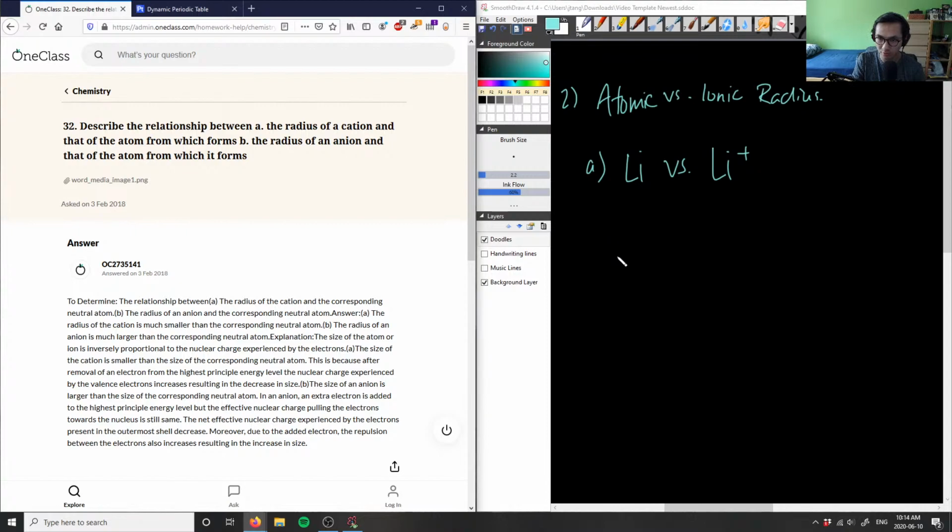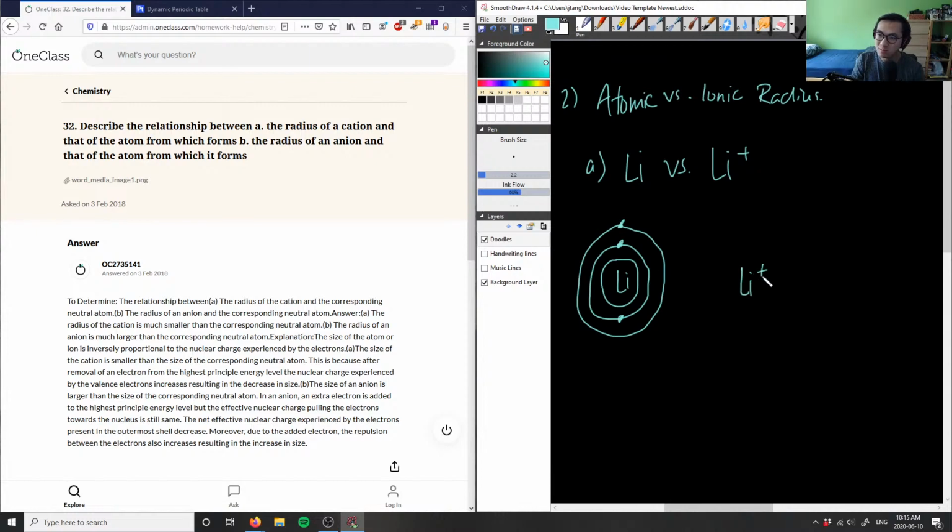So what I can do is draw the Bohr-Rutherford diagrams for both these atoms. So for Li here, in the first shell, I'm going to have 2 electrons. In the second shell, I'm going to have 1, right? And then for Li plus, it's very similar. In the first shell, I have 2. And then you realize in the second shell, I don't have an electron because I've given away this valence electron to some type of nonmetal or whatnot.